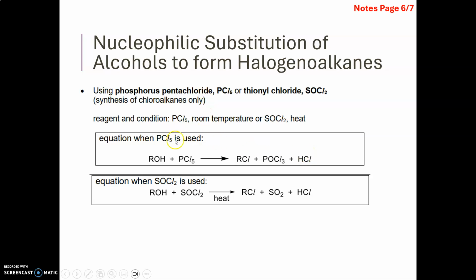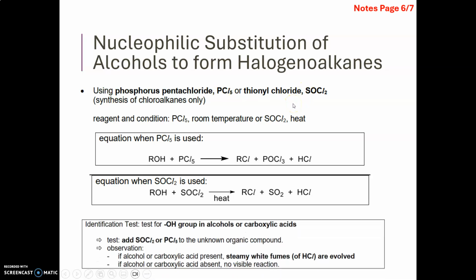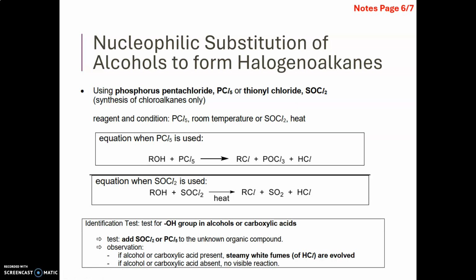So this reaction between alcohol and PCl5 or SOCl2 can be used to identify OH groups, not just in alcohols but also carboxylic acids, but not phenols. Phenols do not react with PCl5 or SOCl2.